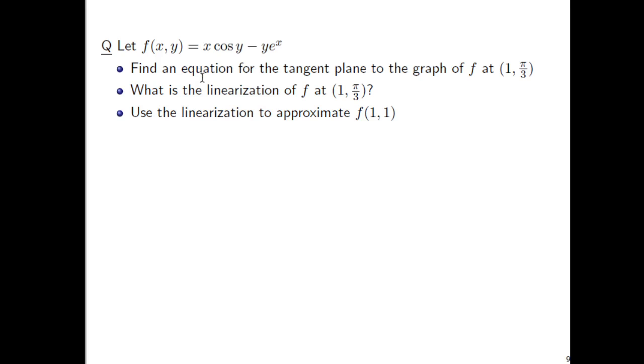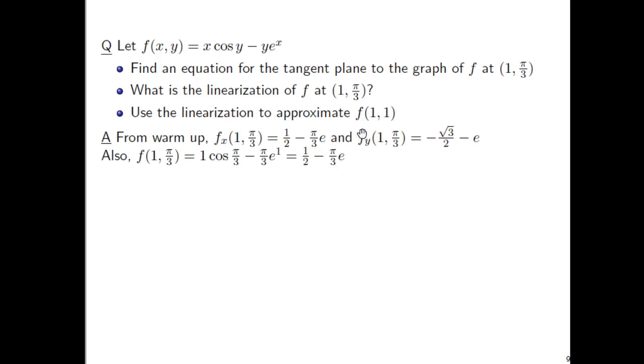What I'd like to do is find an equation for the tangent plane to the graph of this function at 1 comma pi over 3, and then answer what's the linearization at 1 comma pi over 3, which is not much work at all. And then let's do the very practical thing of using the linearization to approximate what f of 1 comma 1 is. I don't want to find f of 1 comma 1 directly. I'd like to do an approximation.